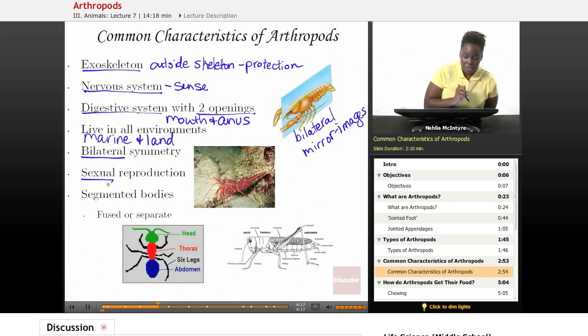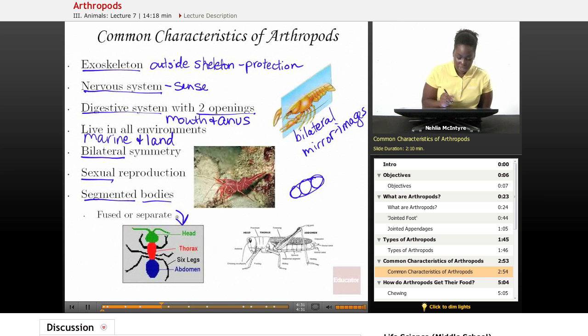Arthropods reproduce sexually, and they have what we call segmented bodies. They're not all just one body form. The body can be broken into different segments. For example, here is an ant that shows the different segments. It's got the head segment, the thorax or main body part, and then it's got the abdomen. And it also has the appendages or the legs.